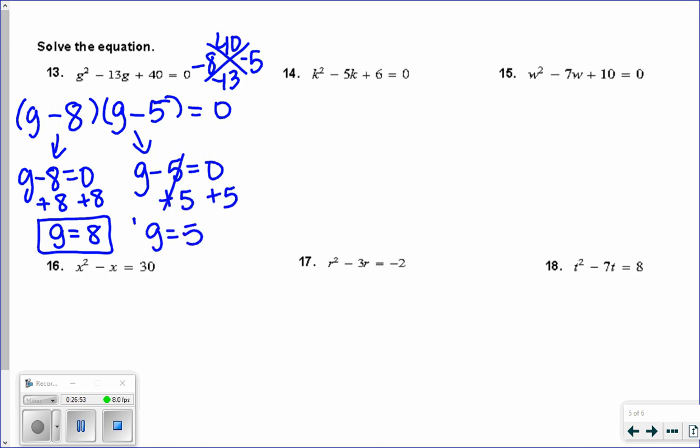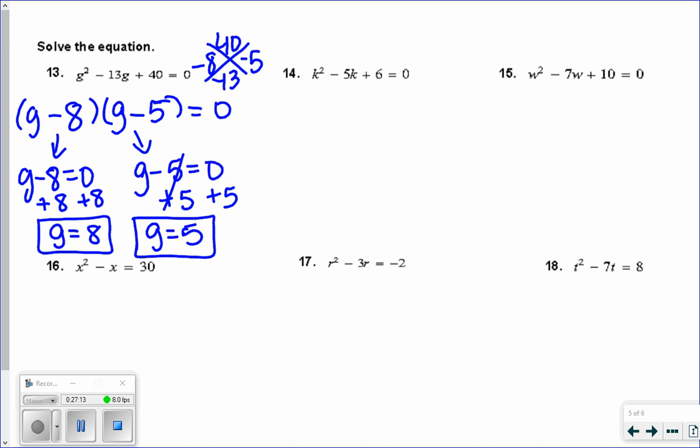So the two solutions for this particular polynomial would be G equals 8 and G equals 5. And if you take, and I highly recommend you do, either of those, one at a time, plug them back in, you're going to see it works. In fact, let's do that, because I was talking about it, now I just want to.